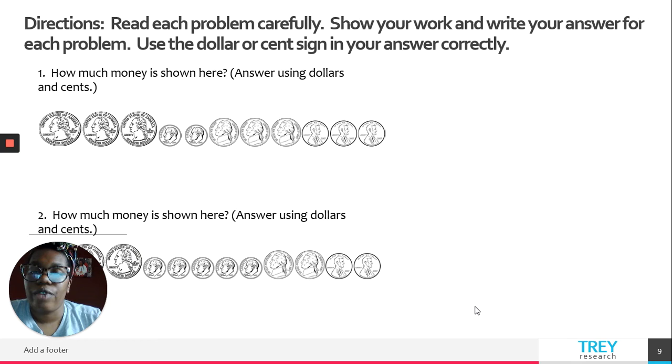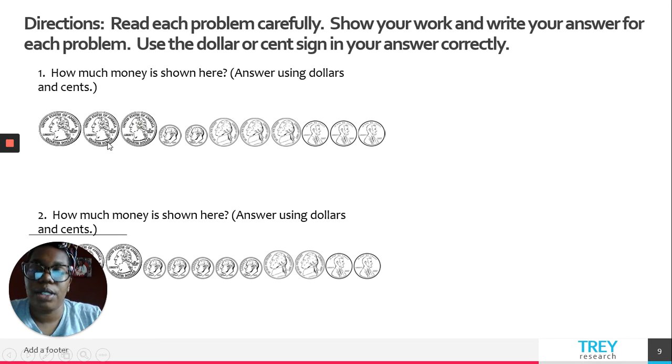All right. Read each problem carefully, show your work, and write your answer for each problem. Use the dollar or cent sign correctly. So as you see, how much money is shown here? Answer using dollars and cents. So we're going to answer this.